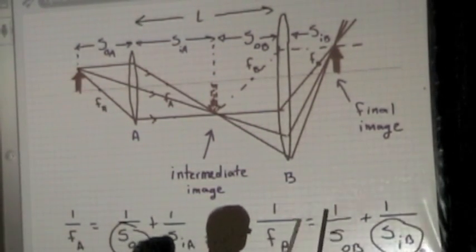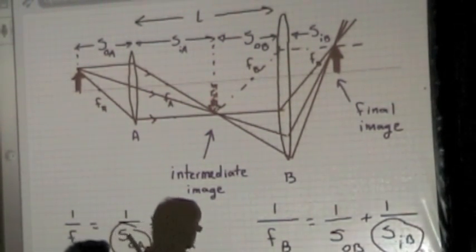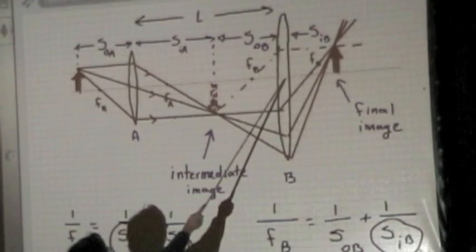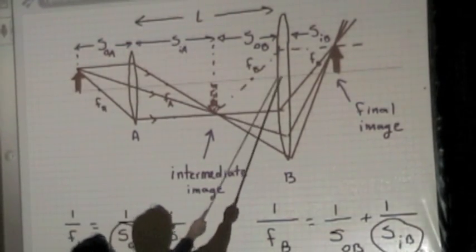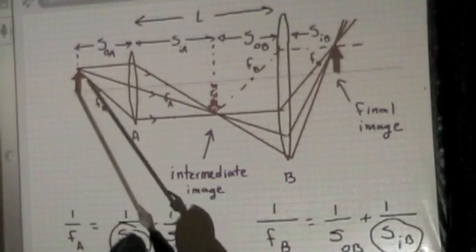1 over the focal length of this lens equals 1 over the distance between the object of lens B and the lens. That distance is between this and that. You're not going to use this distance, which you might be tempted to use. That is not the distance that you want to use for lens B. The object of lens B is not that one over there.